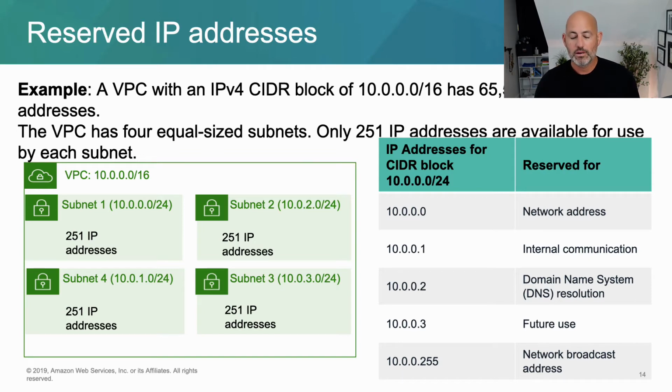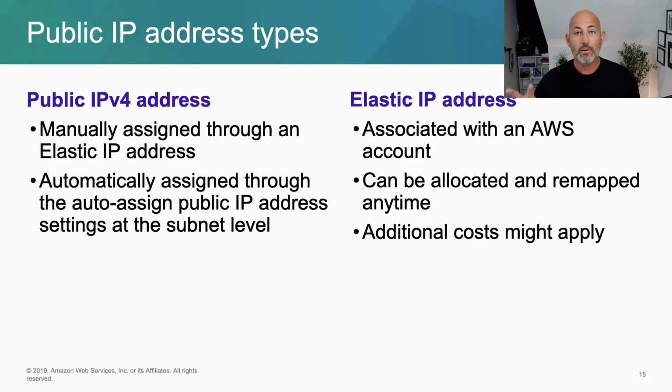Now the public IP addresses are manually assigned for an Elastic IP address, and they can be assigned through auto-assign public IP address settings at the subnet level. Elastic IP addresses are associated with an AWS account, and they can be allocated and remapped anytime, but they do require a cost. Elastic IPs are pretty cool, because you can have a service where, underneath the hood, the machines are changing, but the IP address stays the same.